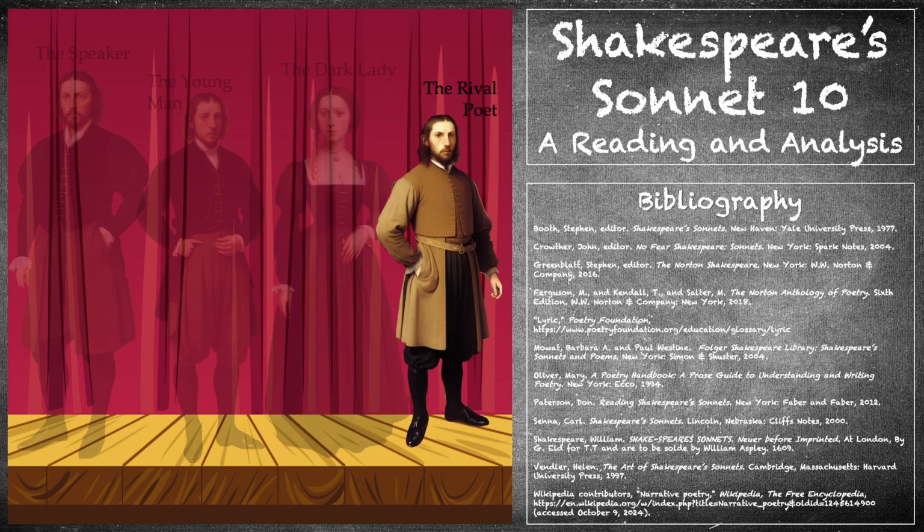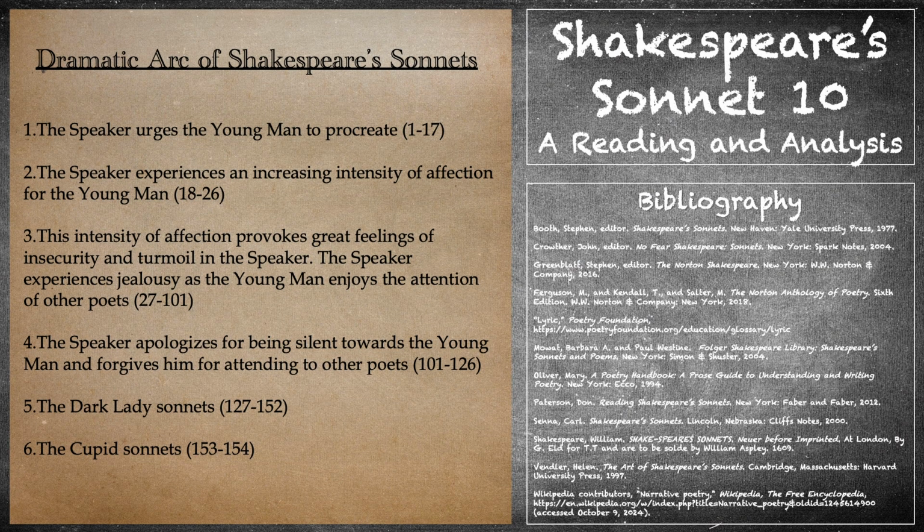Our final character is the rival poet. Not much to say about him. He's a true minor character if there ever was one. He appears in sonnets 78 through 86, and he provokes feelings of jealousy in the speaker, as well as a great amount of self-doubt. The central conflict between the speaker and the rival poet is that the rival poet gains the favor of the young man, and this causes the speaker all manner of emotional discomfort. So those are the characters of the sonnets: the speaker, the young man, the dark lady, and the rival poet.